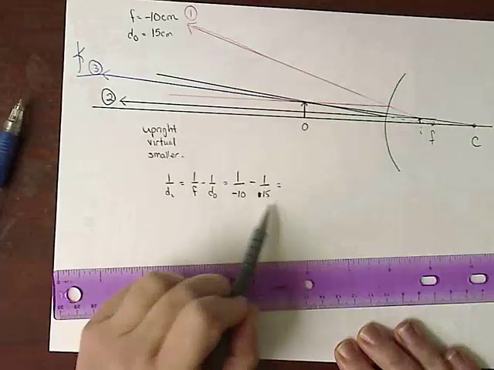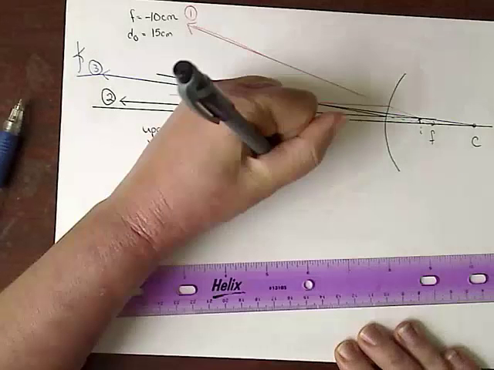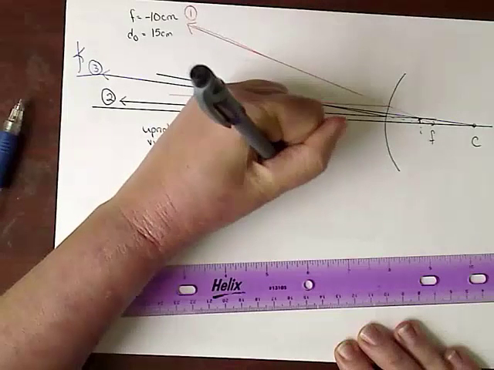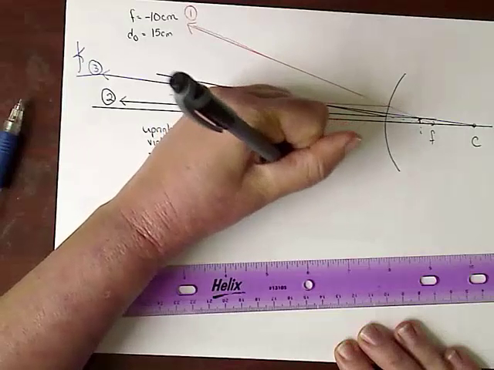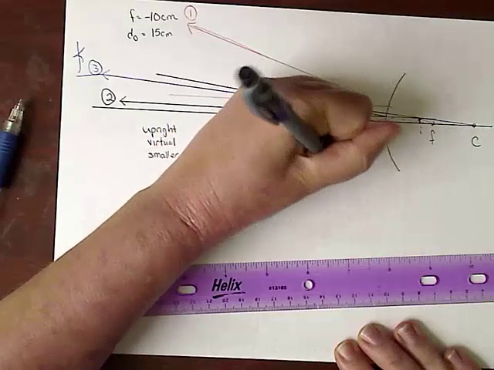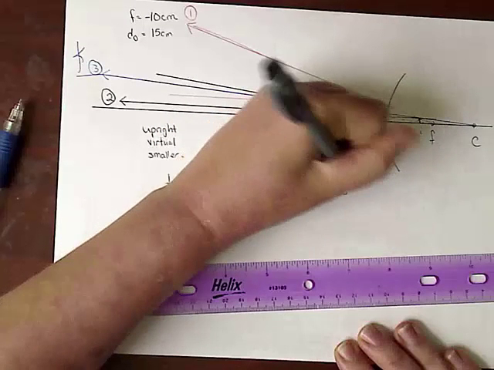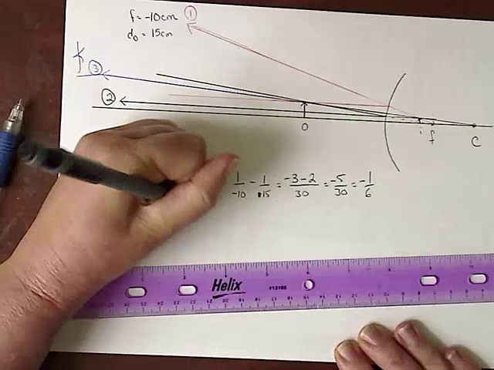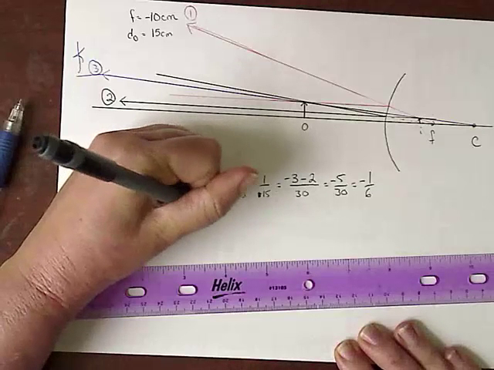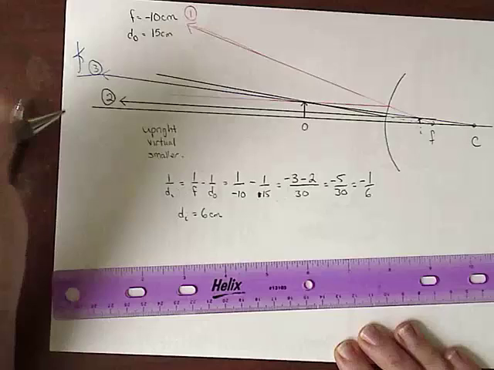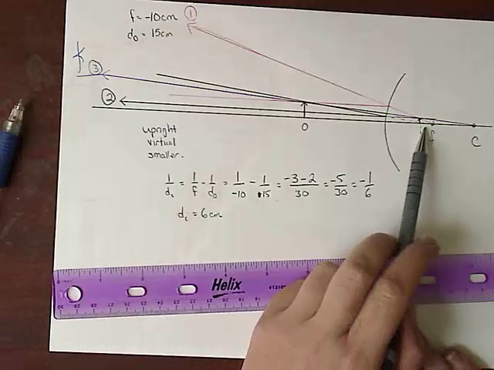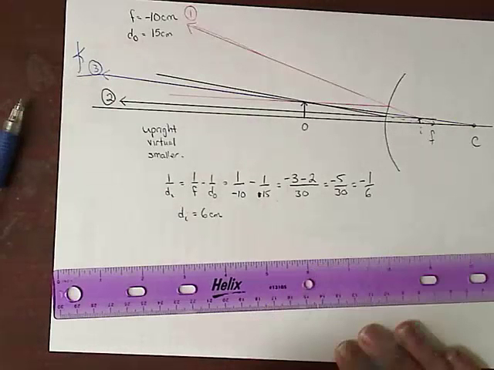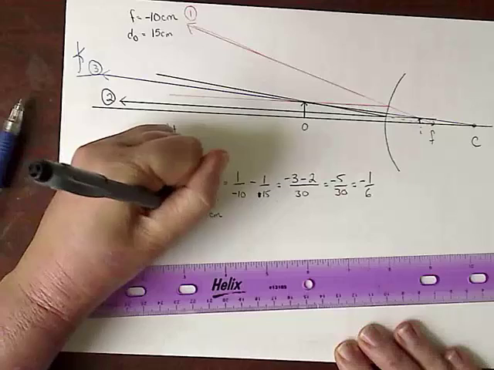The common denominator is going to be 30 there. So I've got minus 3 over 30 minus 2 over 30. So that's minus 5 over 30 or minus 1 over 6. So di is going to be 6 centimeters. Now you can see that that's closer to the focal point than it was for the last picture. And that's what we'd expect. And I got to put a minus sign in front, which means that it's virtual.